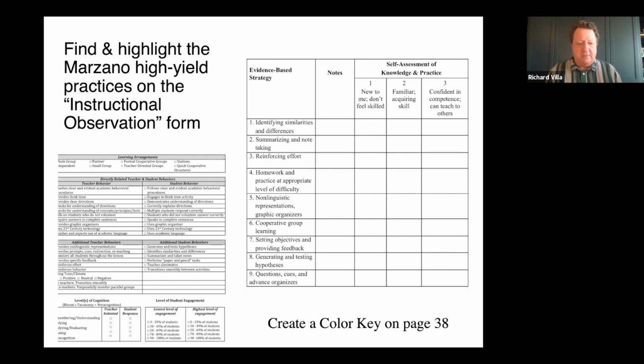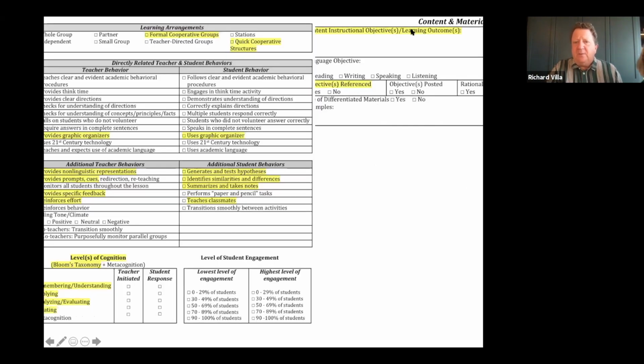All right, so when we did it, as I said, we used yellow, and there are some of the items that we felt clearly were there because they represent the findings of Marzano, Pollack, and Pickering, the 9 practices most highly correlated with increasing student achievement.